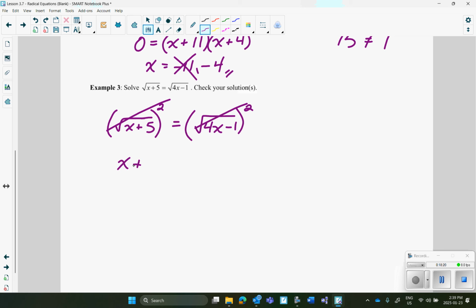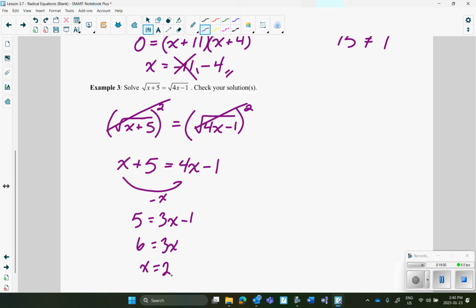x plus 5 equals 4x minus 1. Now there's no quadratic. It's an easy equation. Don't make it complicated. What are we going to do? So you want to move x over here? Sure. 5 equals 3x minus 1. Add 1 to both sides, so 6 equals 3x. x equals 2. Temporary solution.